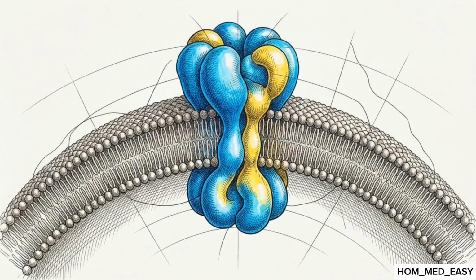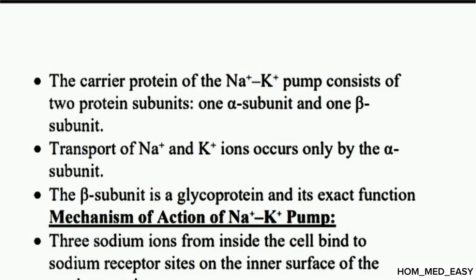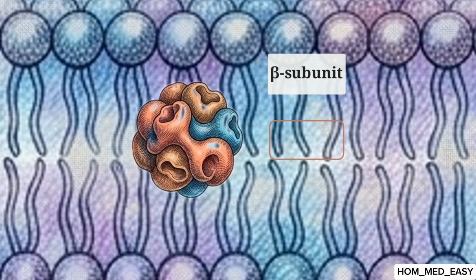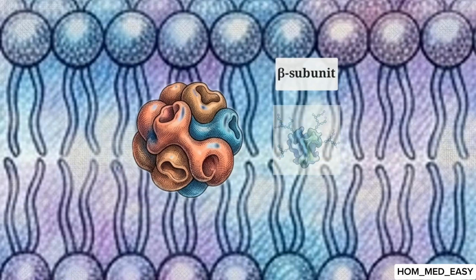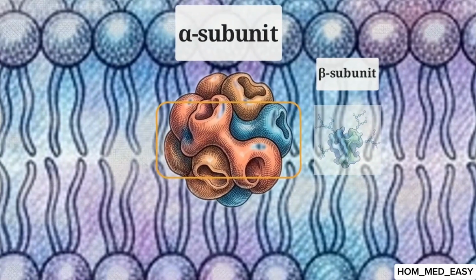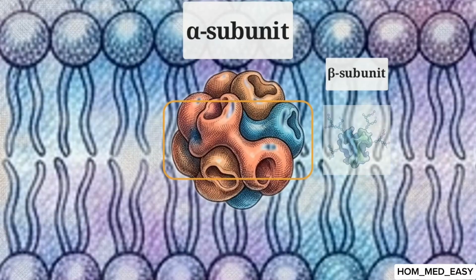The carrier protein of the sodium-potassium pump consists of two distinct protein subunits, one alpha subunit and one beta subunit. This model isolates the smaller component embedded in the membrane, the beta subunit. It is a glycoprotein, and its role in transport is secondary to the pump's primary work. The larger alpha subunit acts as the primary workhorse of the mechanism.